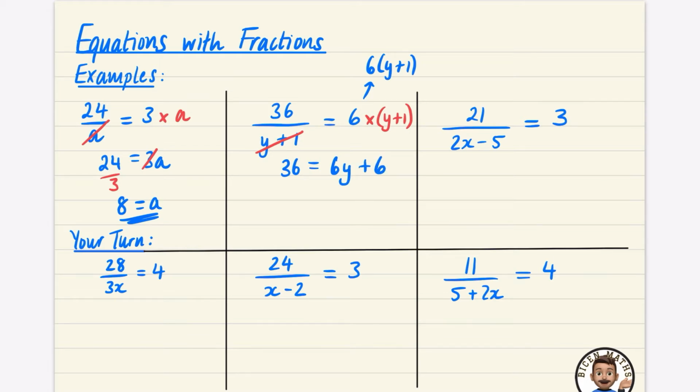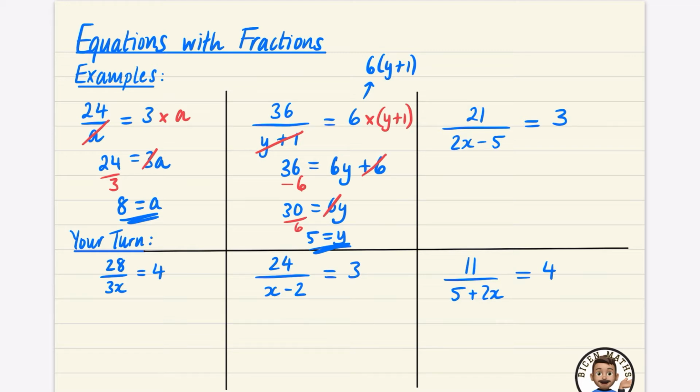Now it's a normal equation. Get rid of the plus 6 by doing minus 6. So I get 30 equals 6y. Get rid of the 6 by dividing by 6. 30 divided by 6 is 5, so y equals 5. And notice how the y plus 1 was here, and we moved it up to the top on the other side. You're going to see a similar pattern here.